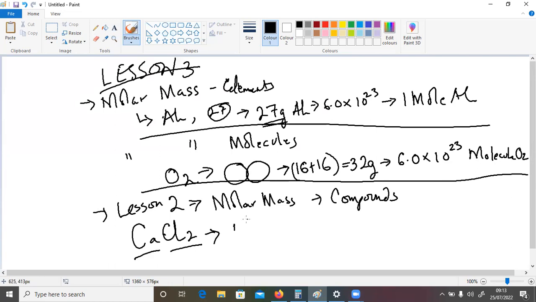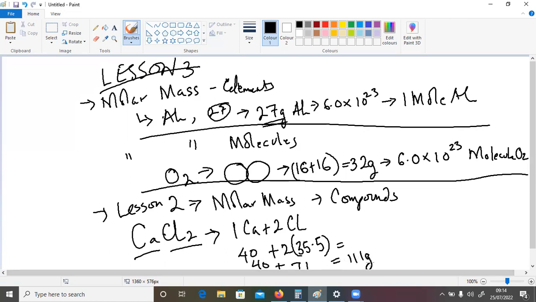Here we are talking of 1 calcium atom combined with 2 chlorine atoms. The mass of calcium we found is 40. The mass of chlorine is about 35.5, so 2 chlorines make 71. 40 plus 71 comes to 111 grams.